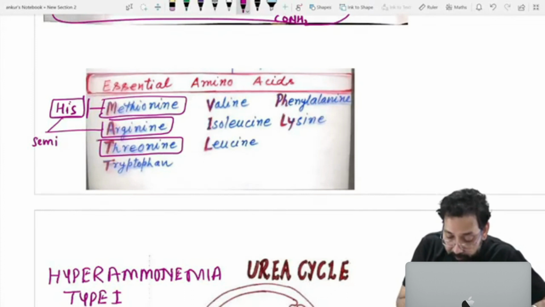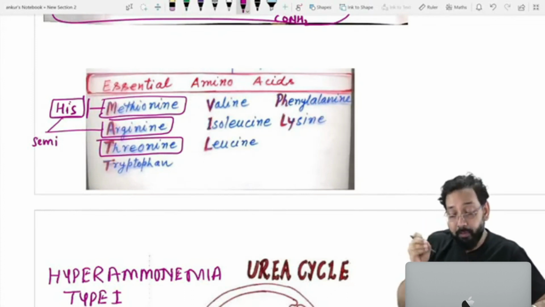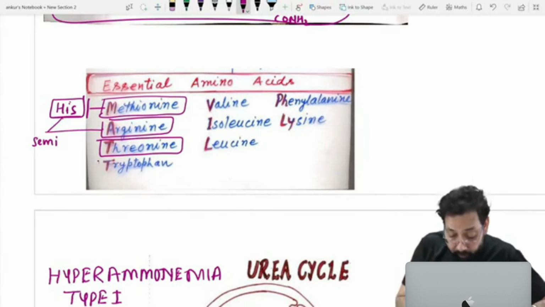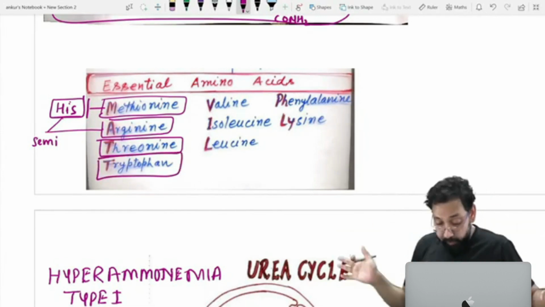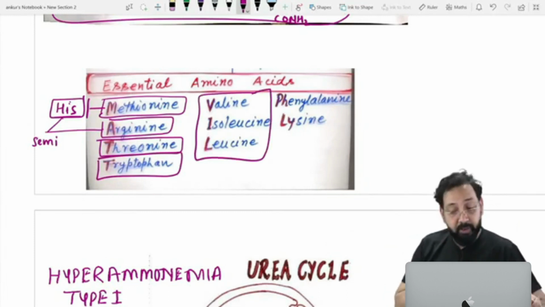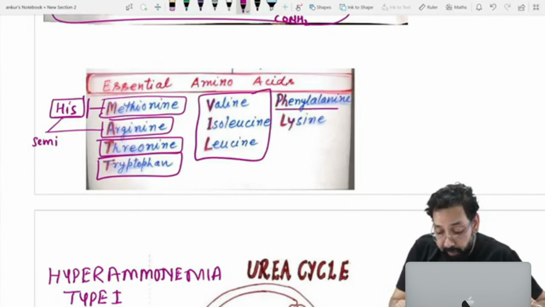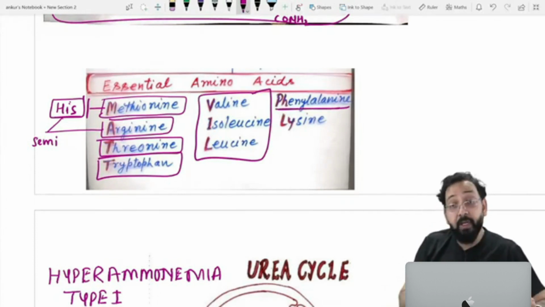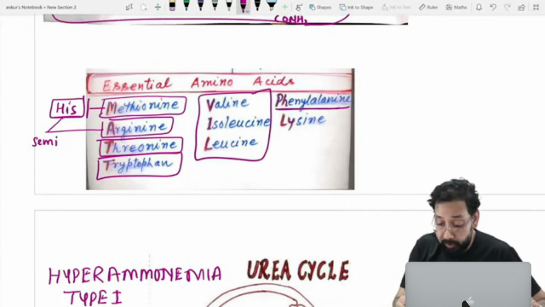Threonine, largest, O try 3 sari: threonine is essential, tyrosine and serine are non-essential. Tryptophan, bulky side chain, essential. Leucine, isoleucine, valine: branched chain amino acids, essential to live. Phenylalanine is essential. Tyrosine is non-essential.